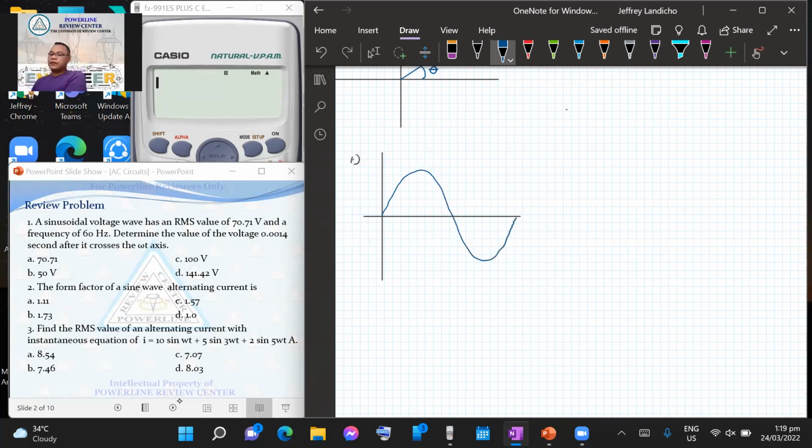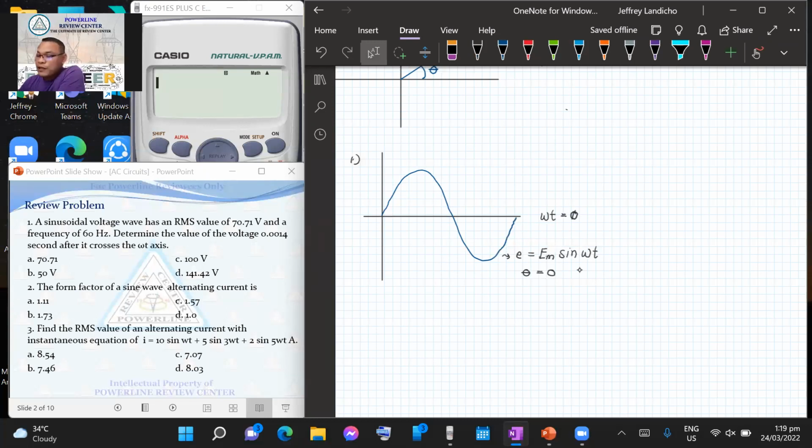Okay, so draw na to scale, assuming this would be the equation of our voltage. So you have E equal to its maximum value sine omega t, and in this case let us consider its phase angle equal to 0. Now, hinahanap ng problem, let us consider after this waveform crosses the omega t axis. So ito yung ating omega t axis, the x-axis, which is the axis for our angle.